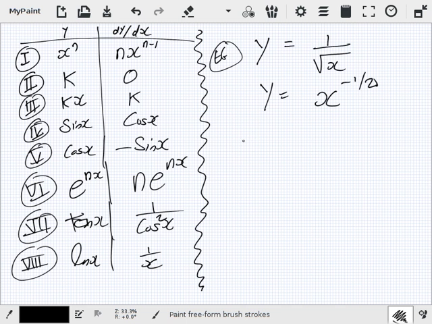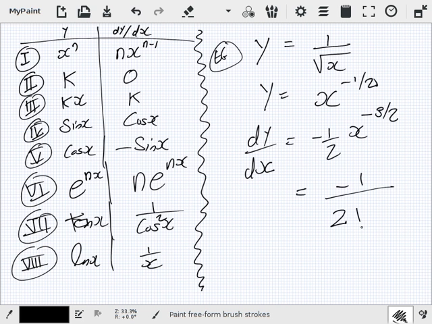Right, let's apply the first formula. So the slope is: bring down the power and take 1 from the power. Reduce the power by 1. So what's the new power? Minus 3 over 2. Now, I can write that back as minus 1 over 2 square root x cubed.